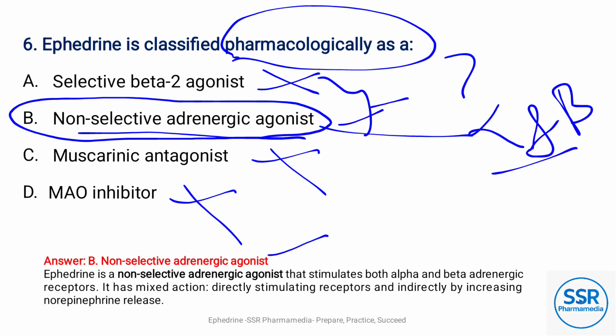Non-selective adrenergic agonist. Ephedrine is a non-selective adrenergic agonist. It stimulates both alpha and beta receptors and has a mixed action: direct stimulation of the receptor, and indirectly increasing the norepinephrine release.